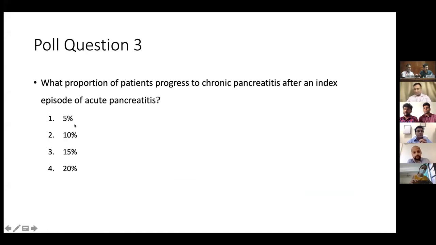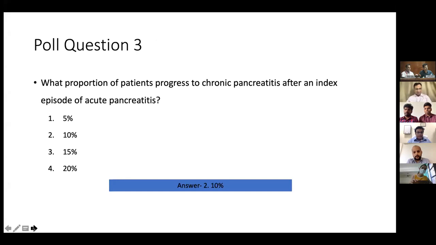So I have one last question before we go on to the discussion. What proportion of patients progress to chronic pancreatitis after an index episode of acute pancreatitis? Okay, so 37% felt it was 10%, 28% felt 15%, and 25% felt it was 5%.